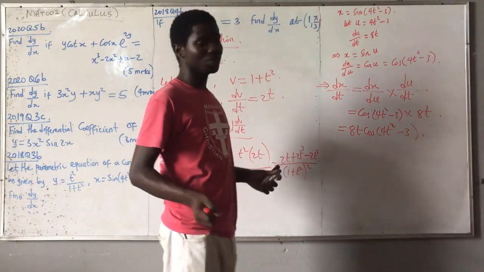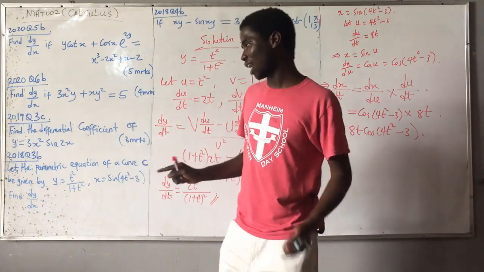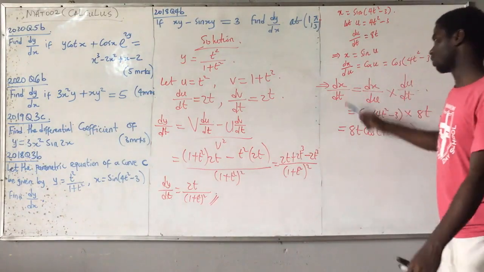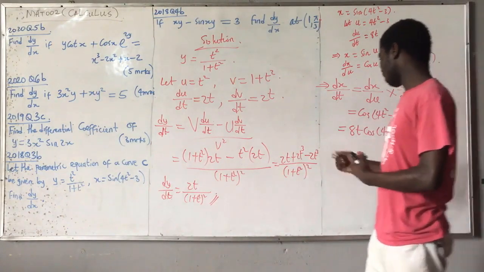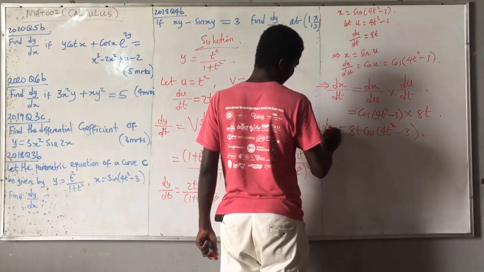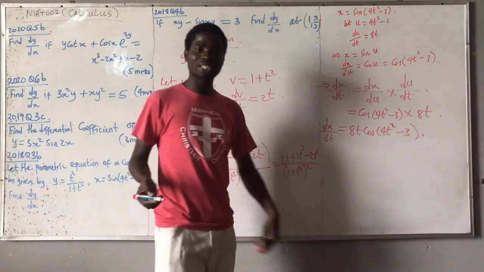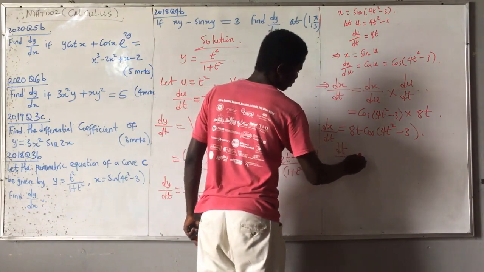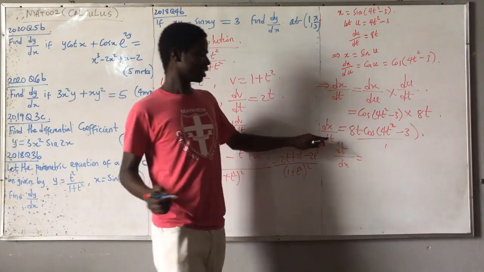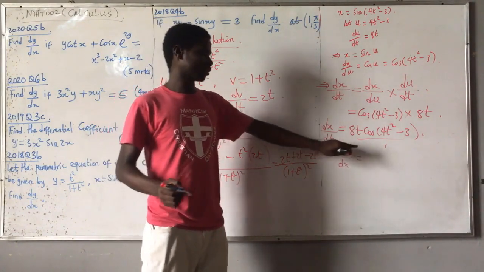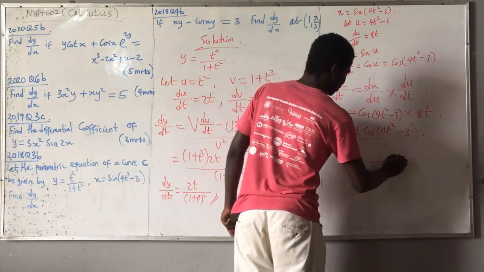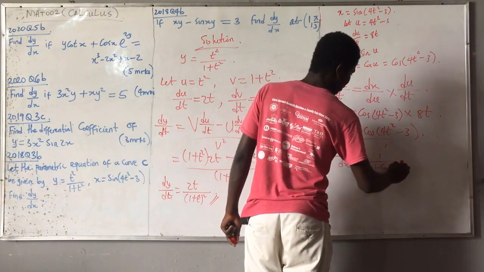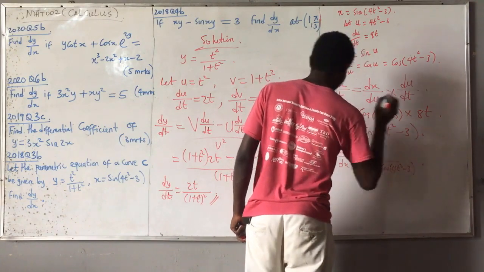That is the answer. Now, don't forget, what are we asked to find? dy/dx. We found ds/dt, so we reciprocate it to get dt/ds, that is, 1 over it. Bring the numerator down, so this will be 1 over 8t cos(4t² − 3). That's what you are going to have.